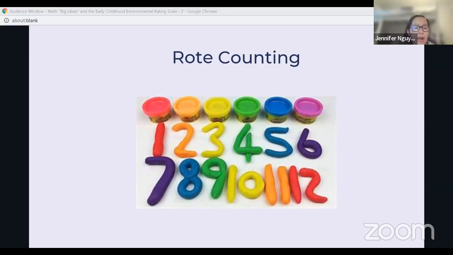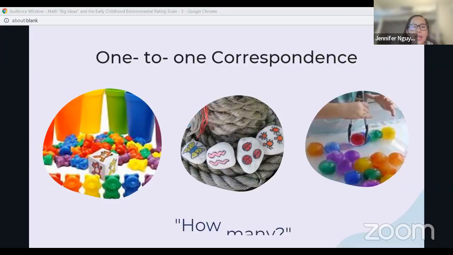So again, all the big math ideas we're going to talk about today, the end state is to deepen the children's understanding of number sense. Okay, first big math idea, one-to-one correspondence.